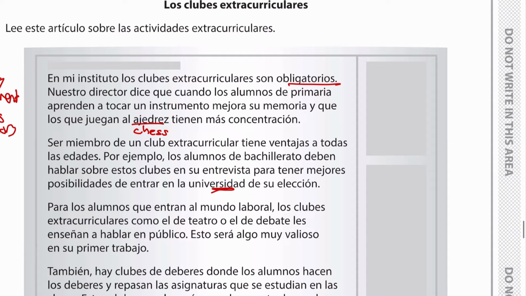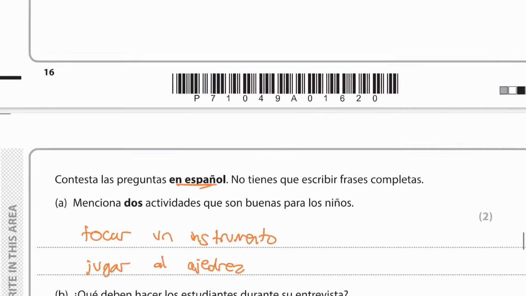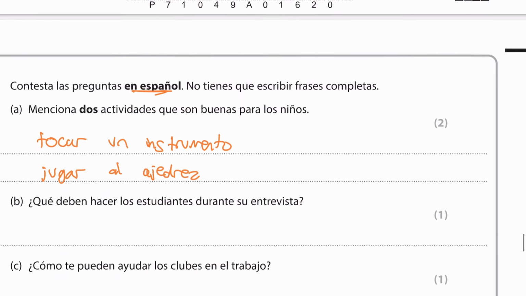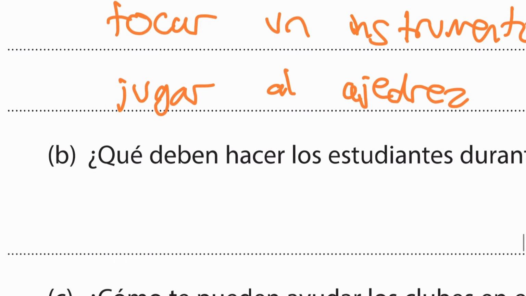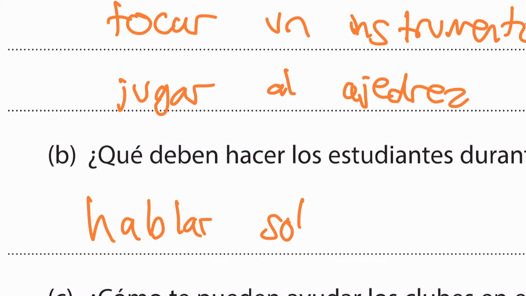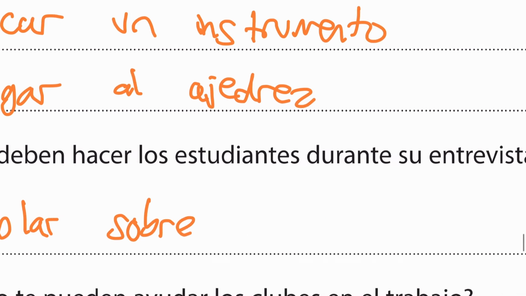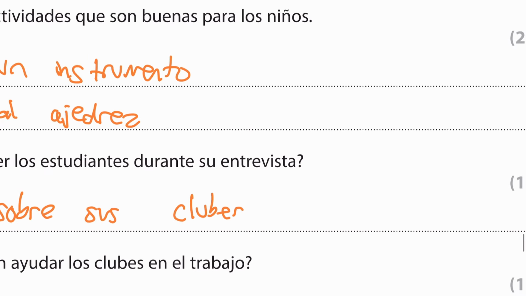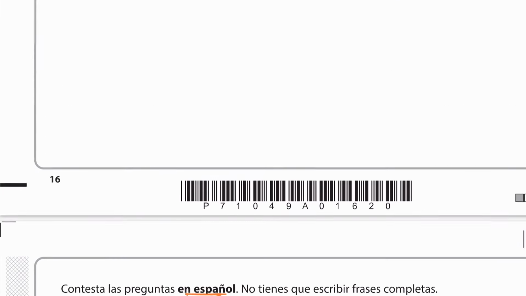So what must they do in these interviews? Talk about school clubs, isn't it? That's the easy one, I think. Hablar is obviously to talk about. Hablar. Sobre means about or above, but in this case about. So hablar sobre sus, let's use the word clubes extracurriculares. Extracurricular clubs. Okay. How can they help you in work?